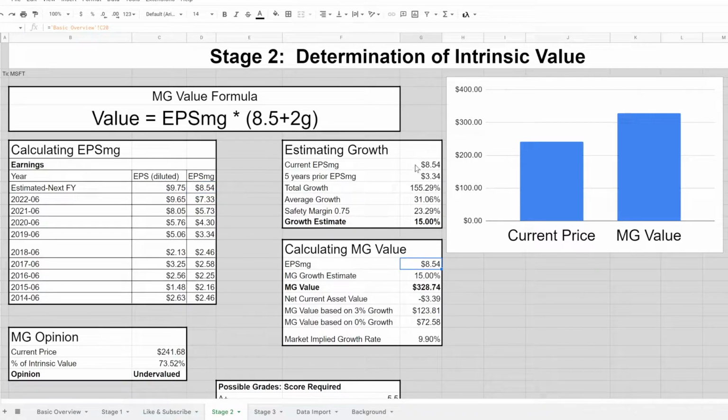And the growth, we take the current earnings per share and the one from 5 years ago, and we get the total growth of 155% over those 5 years. We divide by 5, we get 31%. And we have a built-in safety margin here because growth is such a huge variable you don't want to overestimate. So we lower that a little bit.